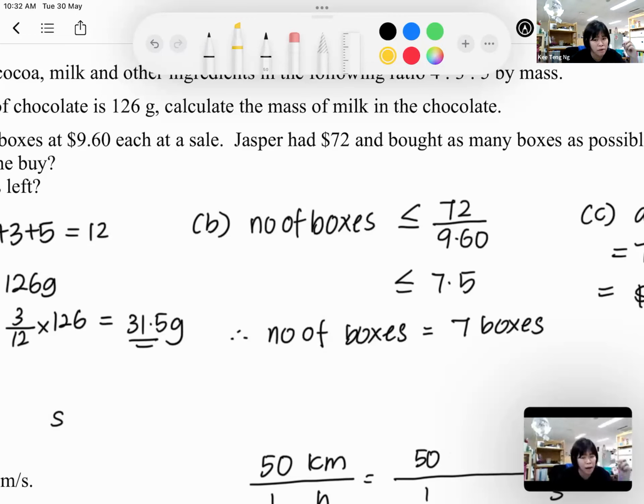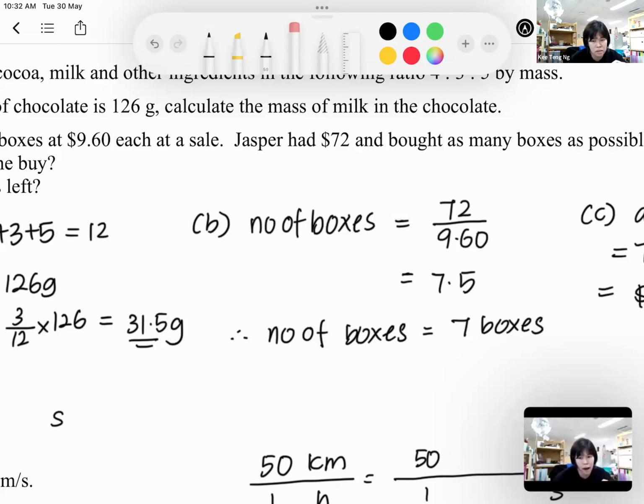Okay, actually, by right this question, a lot of you, I know what y'all will do. Y'all will come up, you will write this number of boxes, first you put equal sign. Then after that, you give me this, then you put 7. Technically speaking, number of boxes cannot be a decimal. Unfortunately, if you put this, sometimes the teacher may penalize your working. So I will advise you, number of boxes cannot be more than this number, right? Can only be lesser than or equal to.